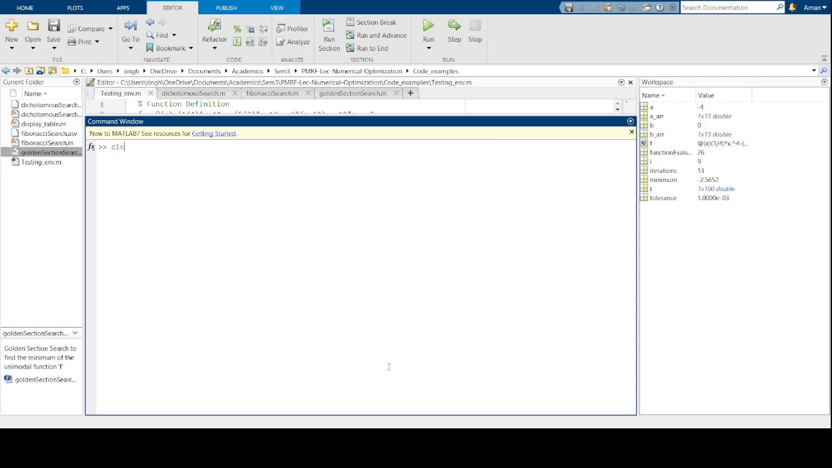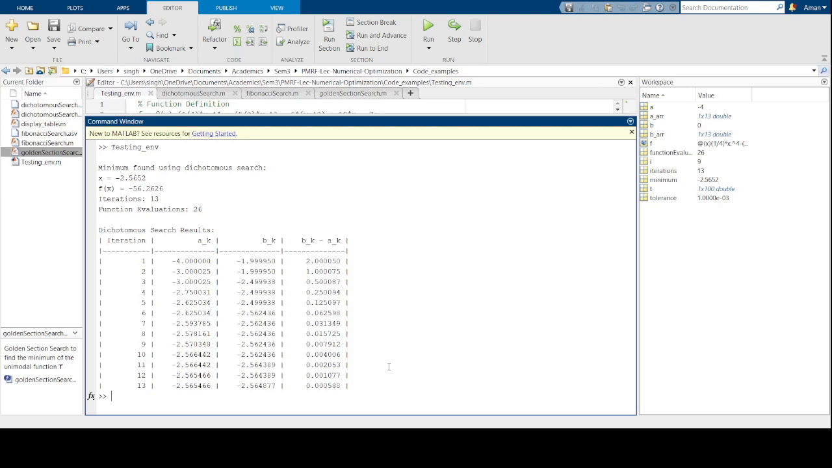So yeah, let's run testing environment. So this we ran. So you can see, let's verify some of our insights that we saw. This is the minimum that we got, minus 2.56. This is the value of the function at that minimum. So it took 13 iterations to get that tolerance, and to get the minimum value under that tolerance. And look at this, the function evaluation is double the number of iterations, just as we saw.